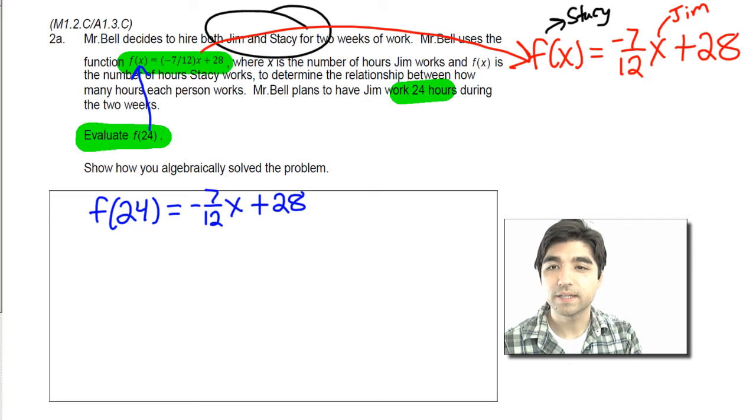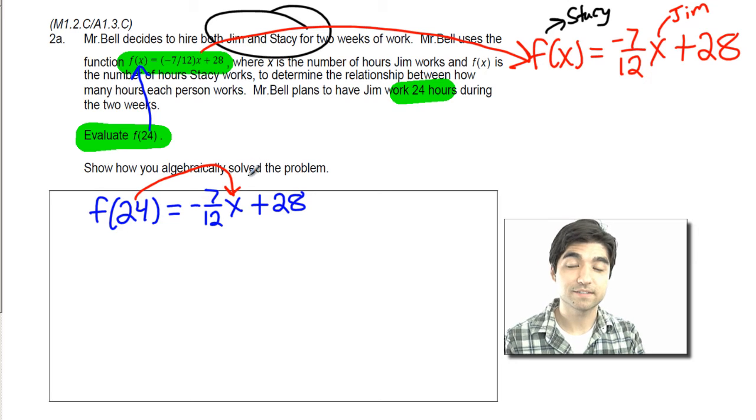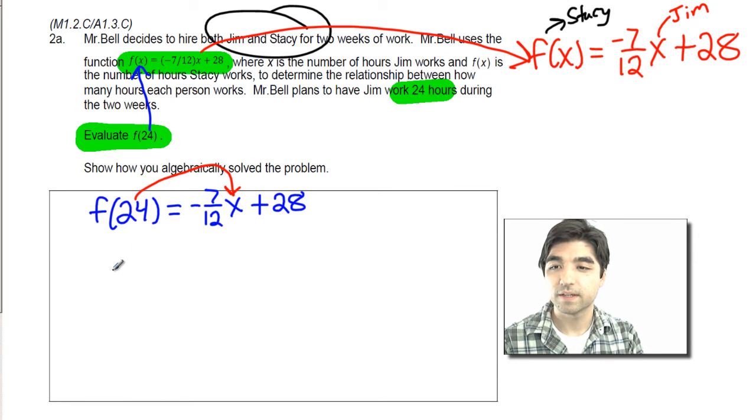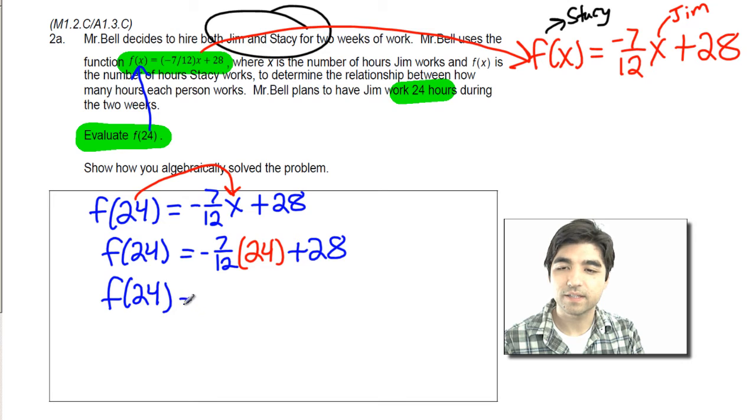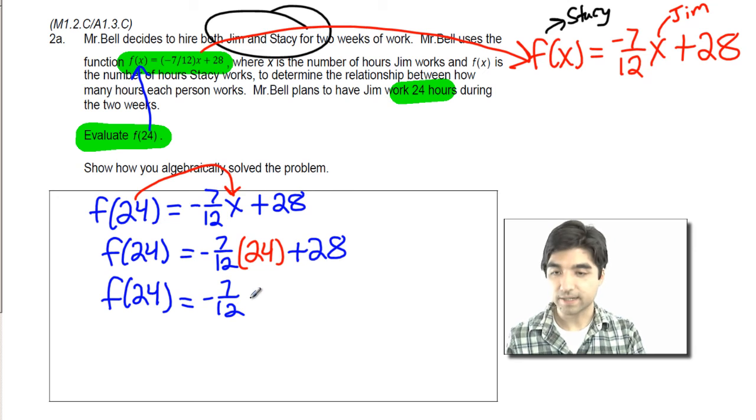Now, whatever we put in here, we need to put in for the x, which you probably know from doing your homework. So we have f of 24 equals negative 7/12 times, and so now we got the 24 instead of the x, and let's keep going here, so plus 28. So f of 24 equals negative 7/12. Let me back up.